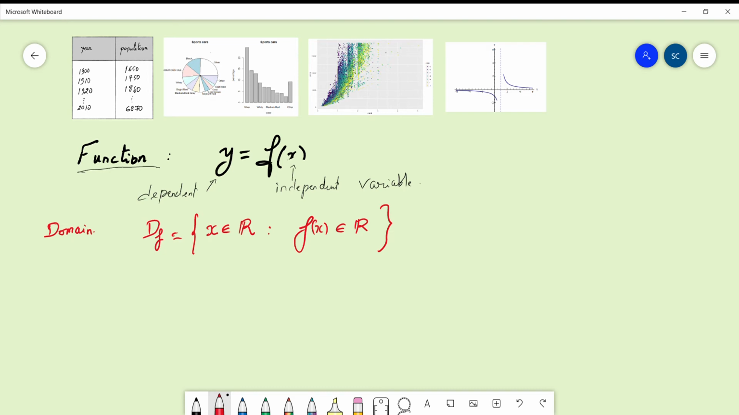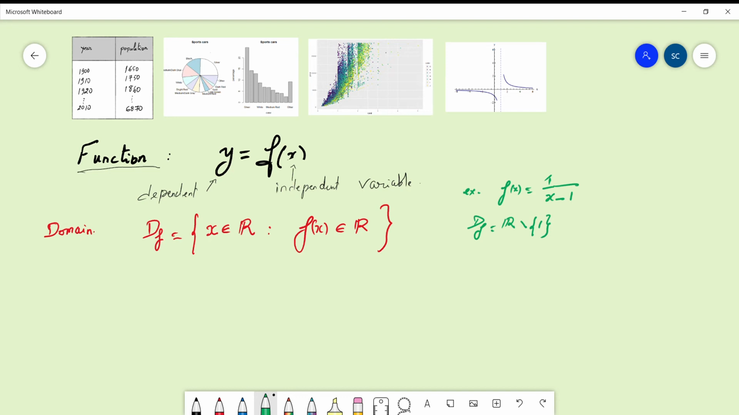Let's do a simple example. If you have, for example, f(x) equals 1 over x minus 1, clearly all real numbers are possible values, only one we must avoid, 1, because the denominator takes the value 0. So necessarily my domain of f will be all the real numbers minus the value 1.